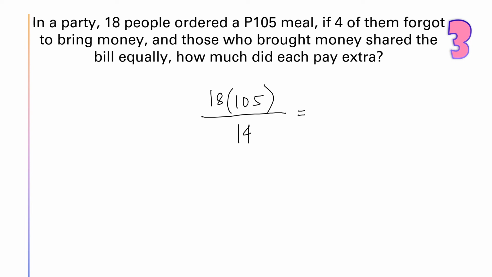18 and 14 can be divided by 2, so we will have 18 divided by 2 is 9. 14 divided by 2, that will be 7. And then we have 105 over 7 can be simplified as 105 divided by 7 is 15. 7 divided by 7 is 1. So we just have 9 times 15, that is 135. Each person is supposed to pay 105 pesos. So each of the 14 people paid an extra amount of 135 minus 105, that is 30 pesos.